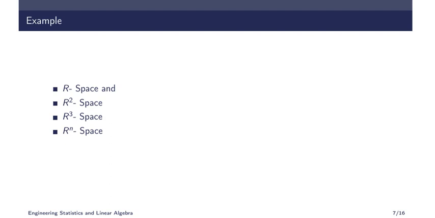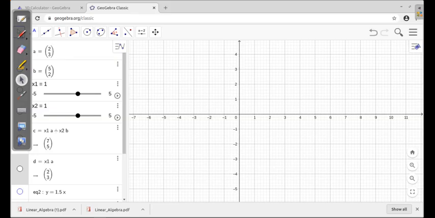Now we will see some examples. The vector space examples are simple: real numbers as a line, real numbers as a 2-dimensional space, as a 3-dimensional space, and real numbers in n-dimensional space. This is not easy to visualize, but with these things we can visualize. So I am moving to the simulation. I am using GeoGebra.